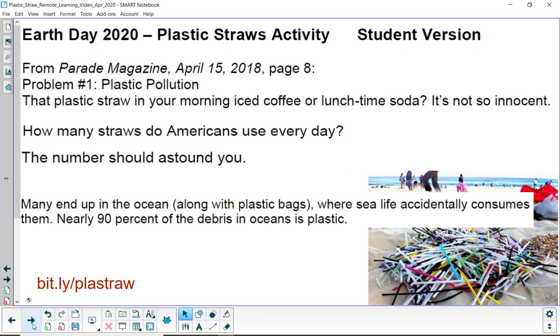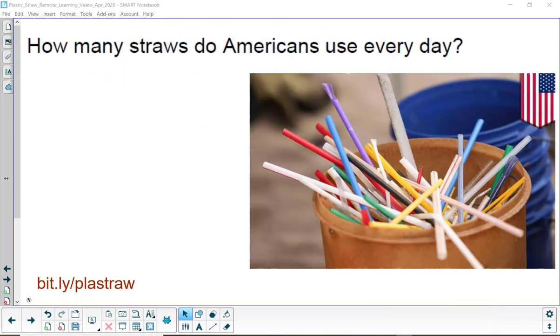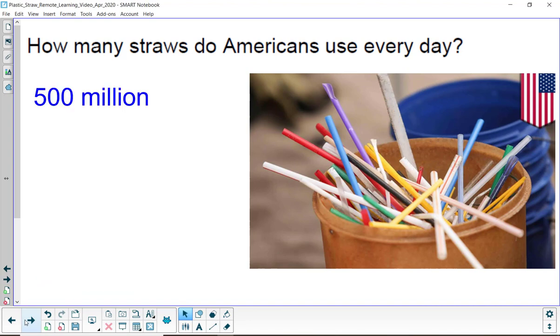Many end up in the ocean along with plastic bags, where sea life accidentally consumes them. Nearly 90% of the debris in oceans is plastic, sad to say. So how many straws do Americans use every day? 500 million. 500 million? Oh my.